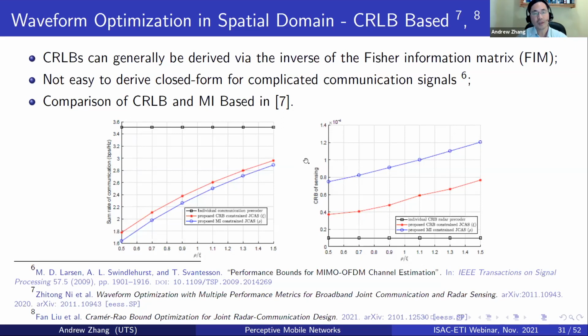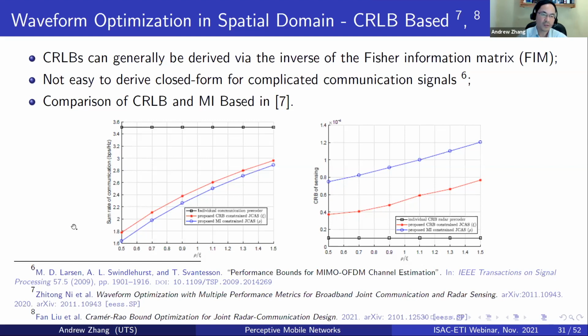Optimization based on CRB has also been studied. But the main issue with this approach is that it's generally quite hard to get a closed form expression for the CRB. Mainly because of the complicated communication signals in modern mobile networks, because we need to compute the CRB with respect to the sensing parameters, right? Delay, AOA, Doppler shift, etc. Since it's quite hard to get a closed form, it's quite hard to use the CRB to get a closed form solution for the optimized signal.